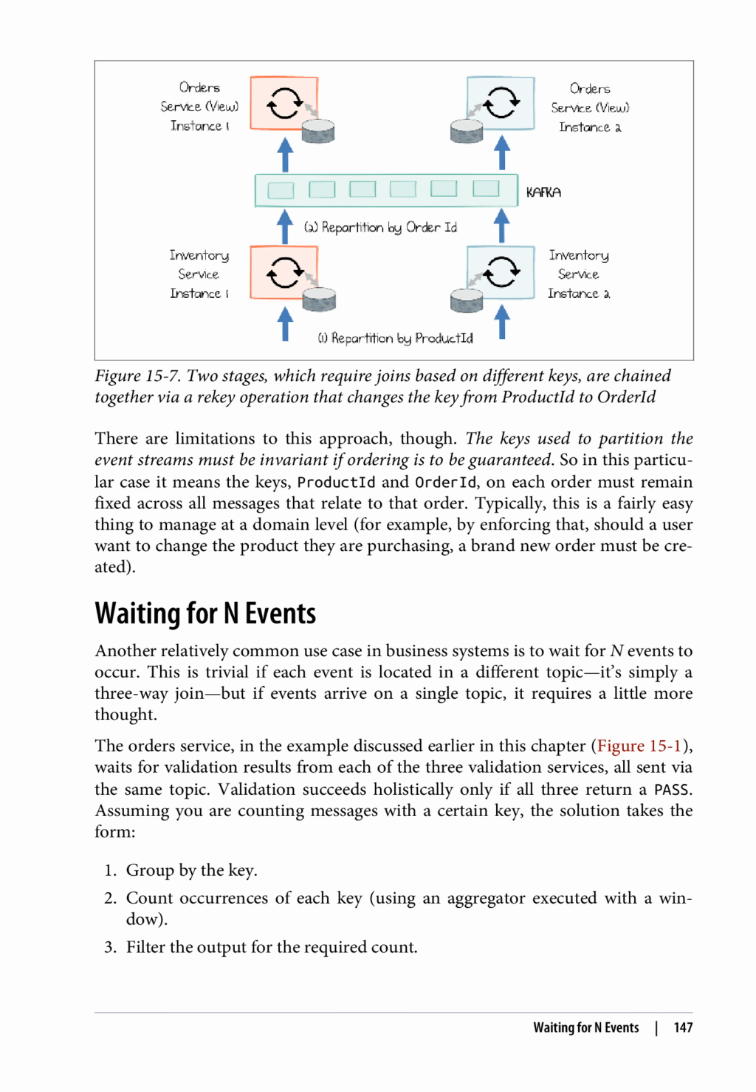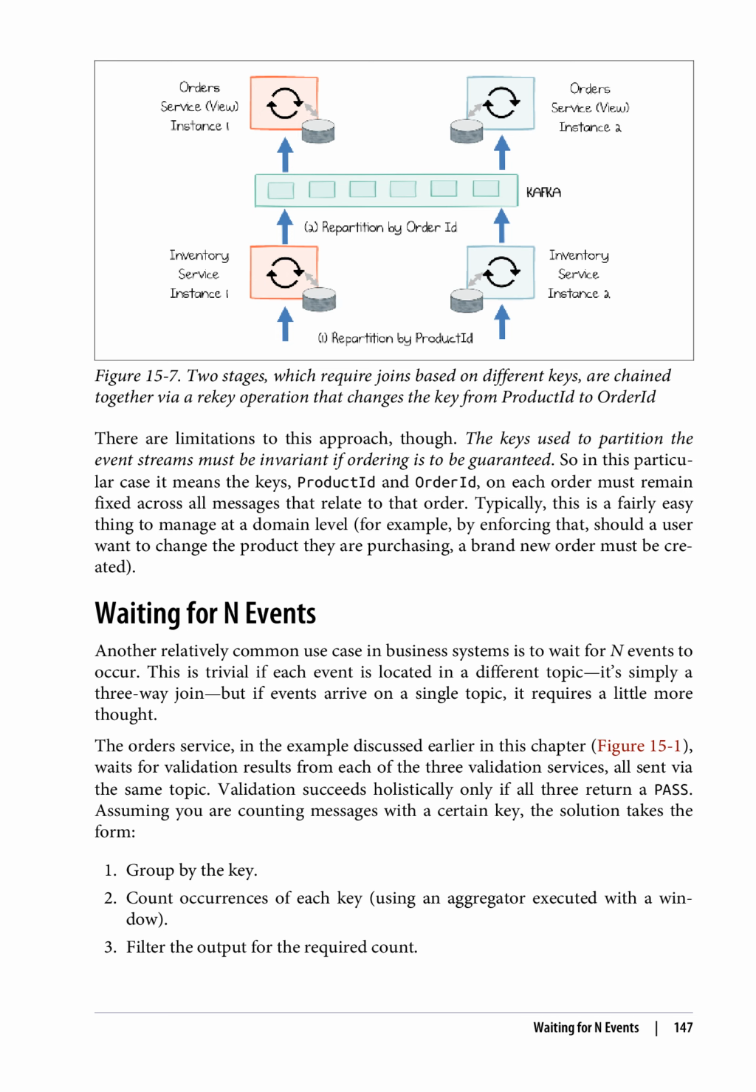There are limitations to this approach, though. The keys used to partition the event streams must be invariant if ordering is to be guaranteed. So in this particular case it means the keys, product id and order id, on each order must remain fixed across all messages that relate to that order. Typically, this is a fairly easy thing to manage at a domain level, for example, by enforcing that, should a user want to change the product they are purchasing, a brand new order must be created.